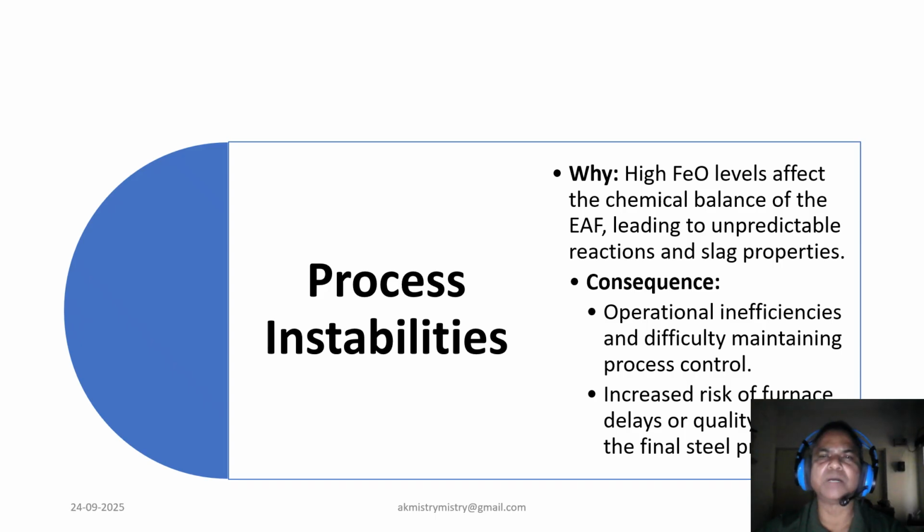Similarly, coming to process instability, high FeO levels also lead to process instability in the EAF. This happens because high FeO affects the chemical balance of the furnace, which can lead to unpredictable reactions and slag properties. The consequences are operational inefficiencies and difficulty in maintaining process control. So these increase the risk of furnace delays and many quality issues in the final steel product.